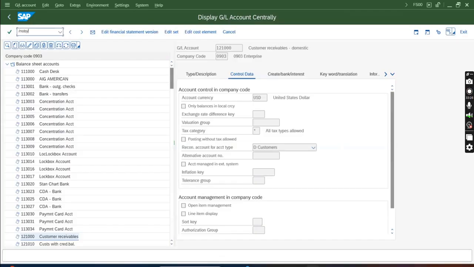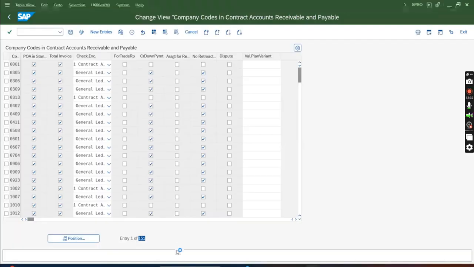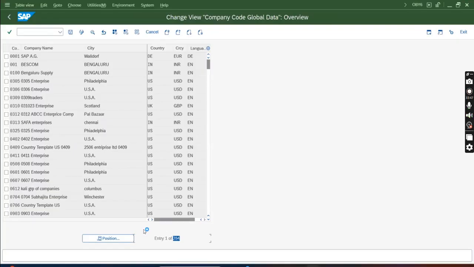OBY6. Total 284 company codes are created. Out of 284 company codes, only 151 are configured in FICA. So first you have to create the company code in FI, then you have to assign that company code into FICA. So only 151 company codes out of 284 will have the FICA capabilities.